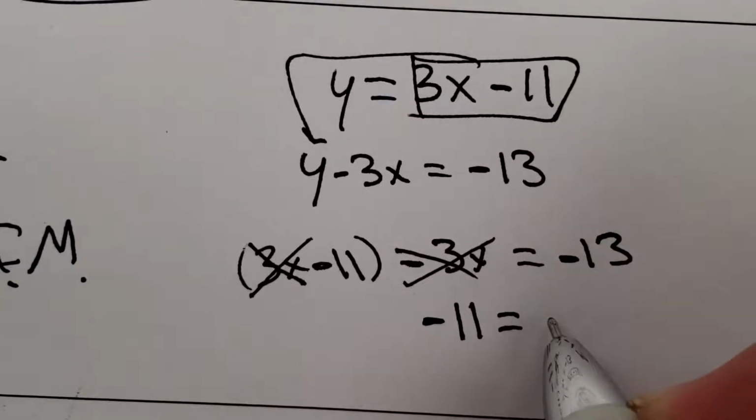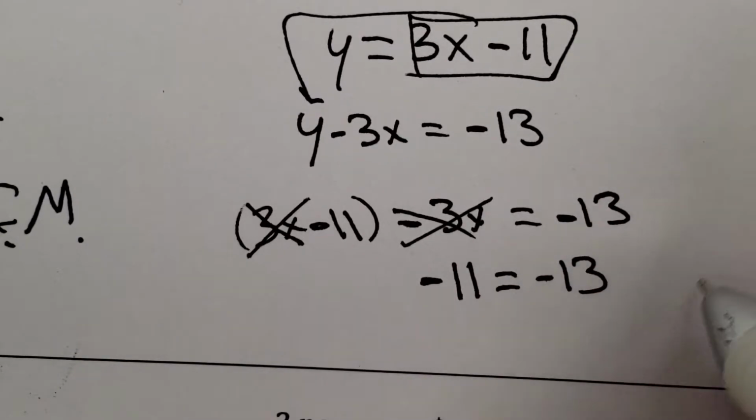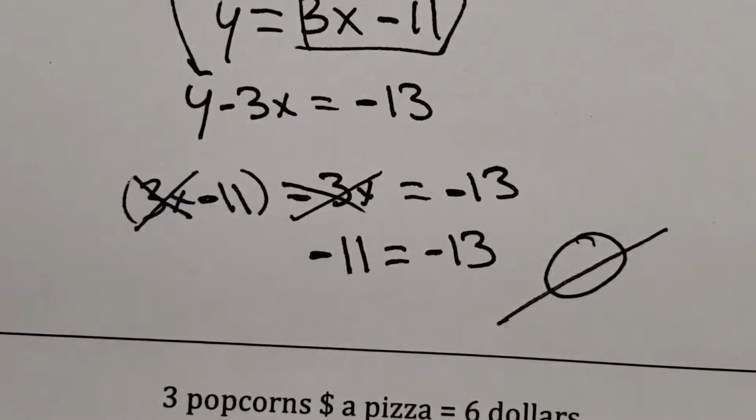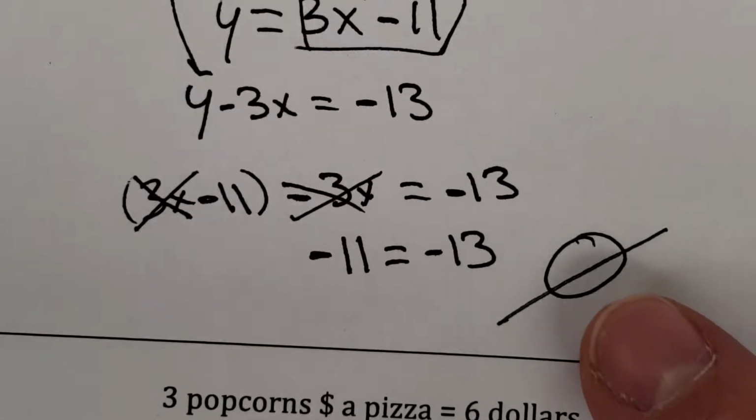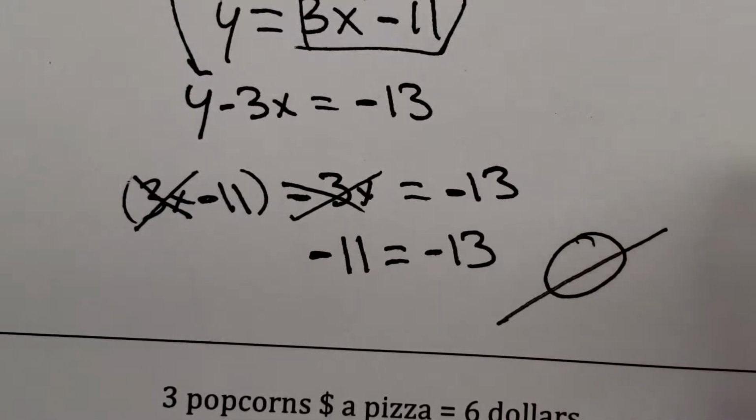Friends, when does a negative 11 equal a negative 13? Never. Okay, no solution. Empty set. Again, with these ones you can say no solution, or you can use the no solution symbol. Okay, it's never going to happen. Those two lines are never going to crisscross.